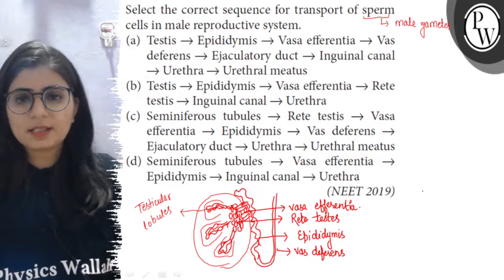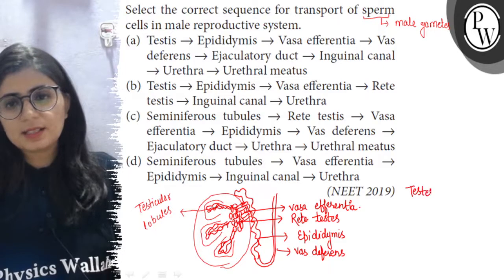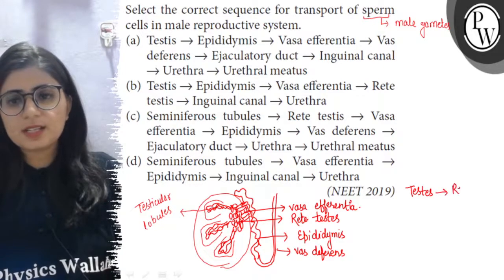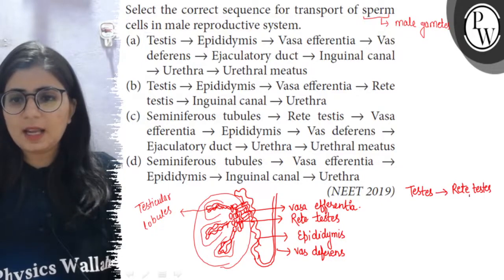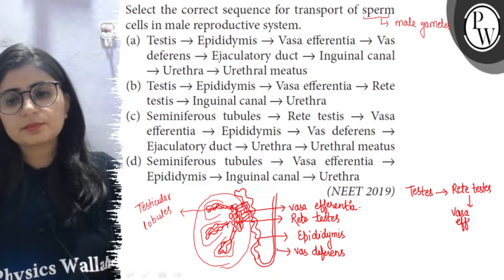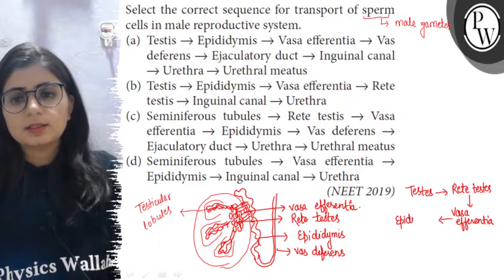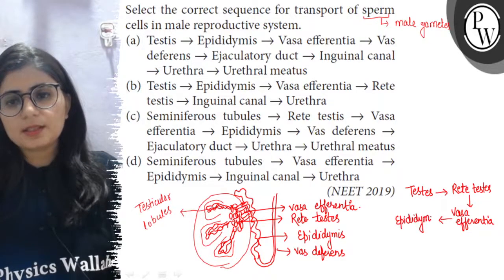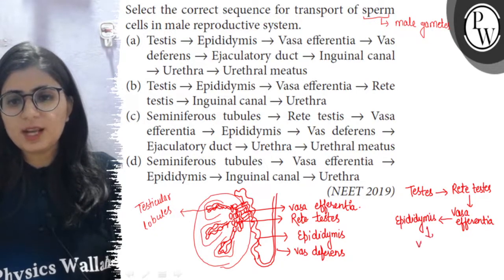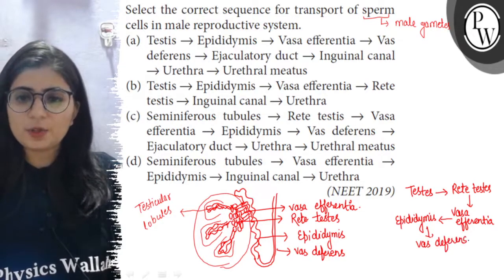So here it is clear that sperms are transported from testis to Rete testis. From Rete testis they enter into Vasa efferentia. From Vasa efferentia they are carried to the epididymis, and from epididymis they enter into the vas deferens. So this is the correct pathway of transport of sperms.